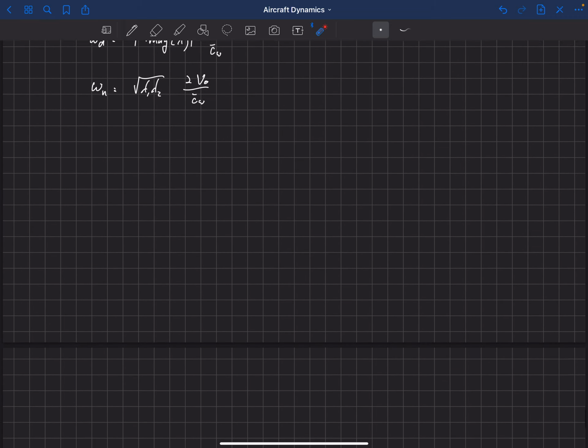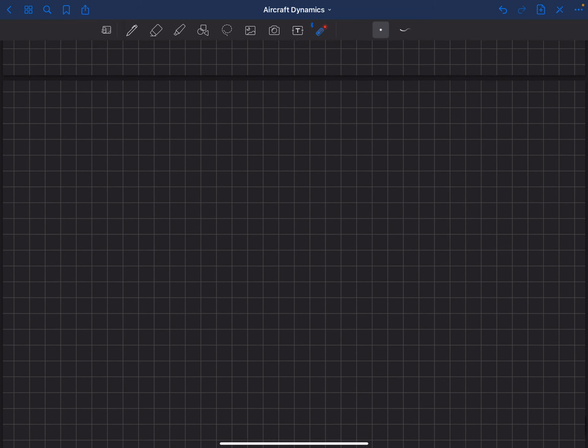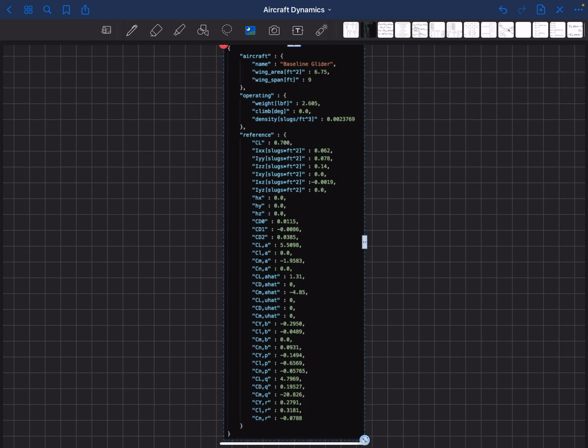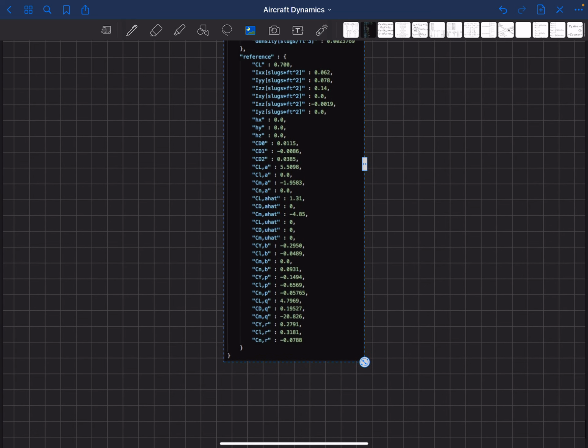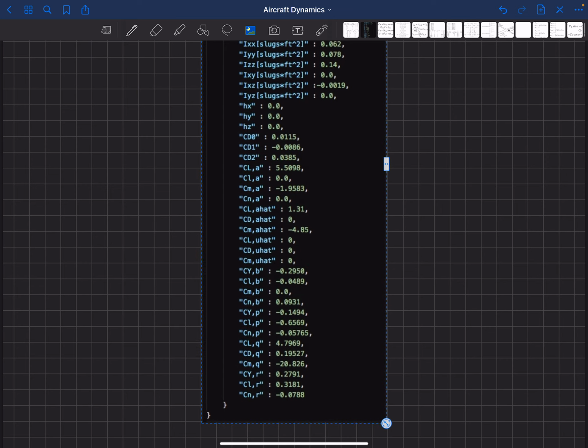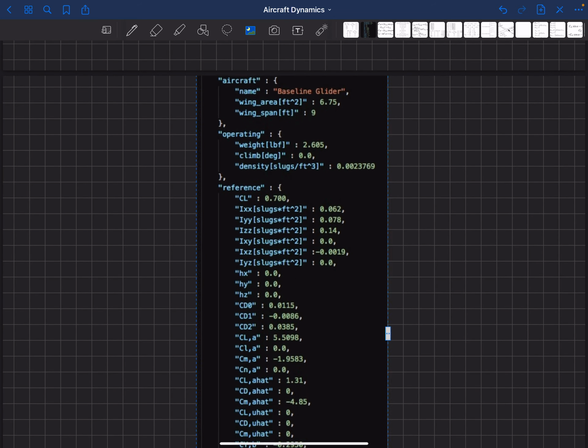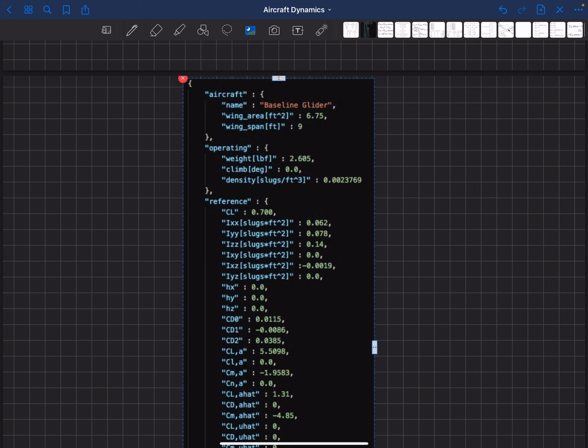The particular aircraft that I tested this on, let me just drop in some information about it. This is just an example airplane. It's actually a glider, an example glider, and I've called it the baseline glider. This is a screenshot of a JSON object that I've used to store all the information that I need in these matrices. You'll see I have a name up here.